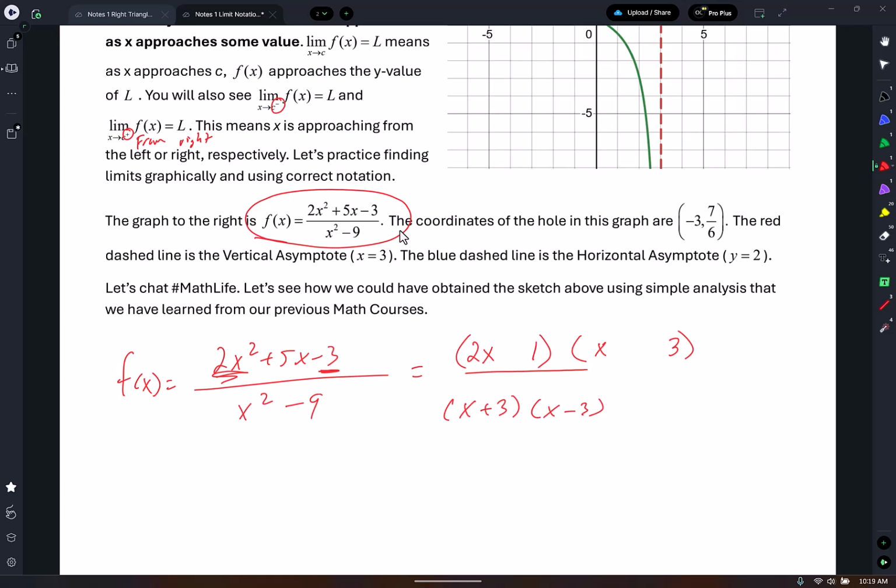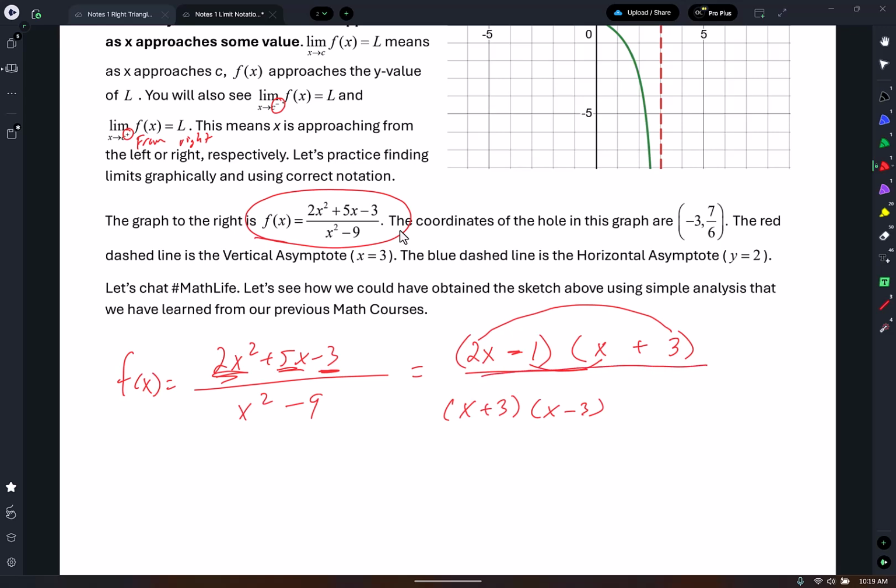Why? 2x times 3, that's 6x. 1 times x, that's 1x. The difference between 6x and 1x is 5x. That's what I have in the middle. I want it to be positive, so that means that 2x times 3 has to be positive there, and I have to have this one as a minus. Does all that make sense to you guys?